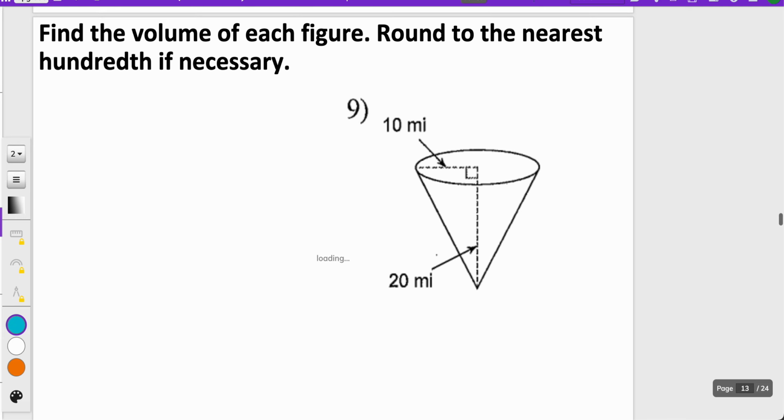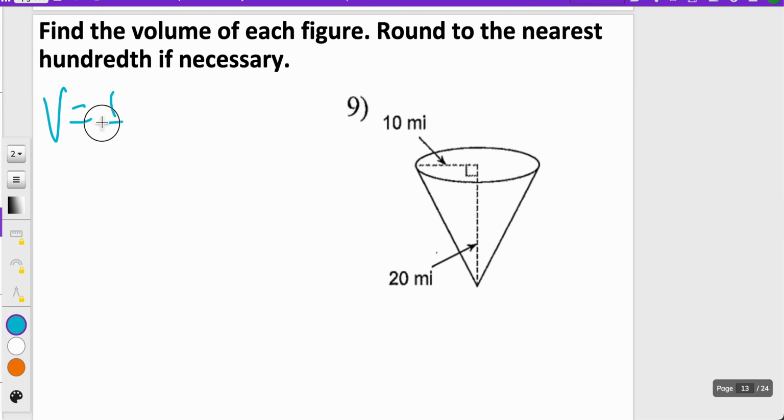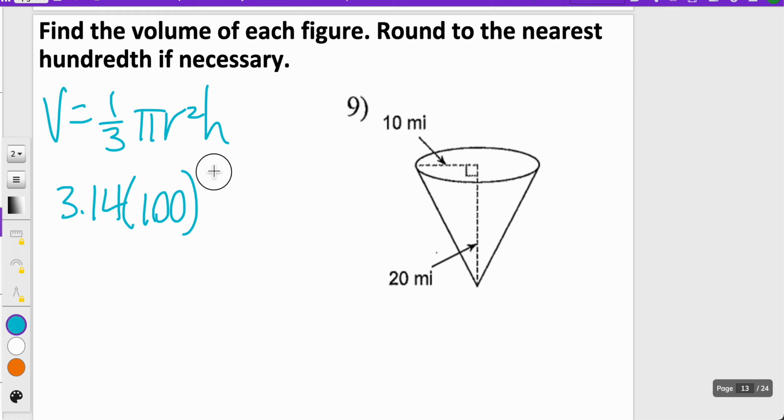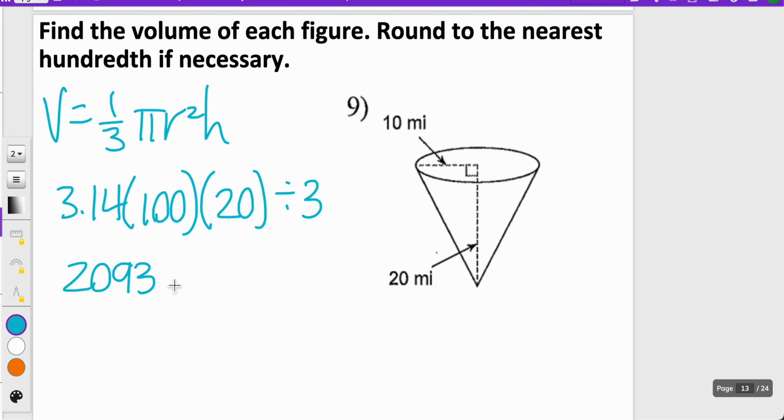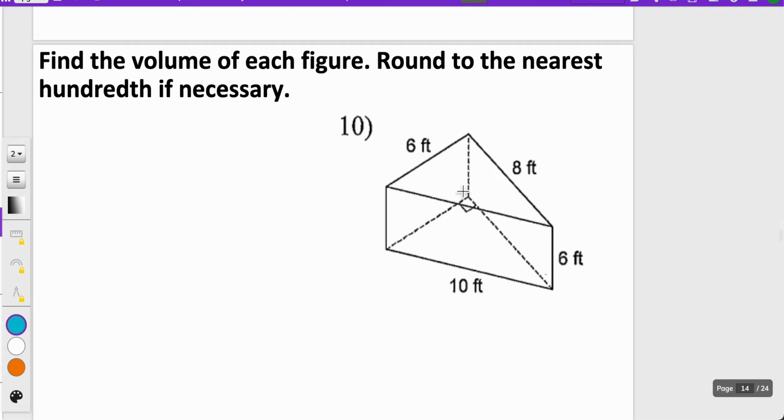Okay, and then the last one we have is a cone and a triangular prism. So cone, remember, is 1/3 pi times radius squared times height. So we got 3.14 times 10 times 10, which is 100, times your height of 20, and then divide everything by 3. So 3.14 times 100 times 20, dividing by 3, I'm getting 2,093.33 miles cubed.